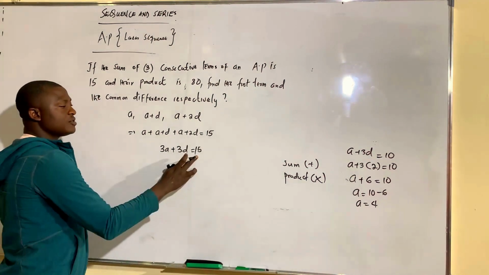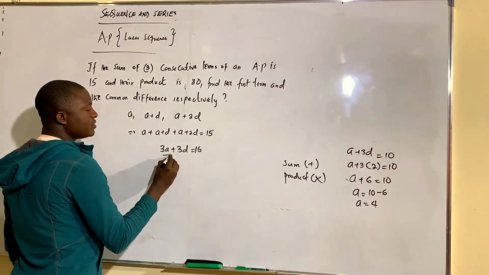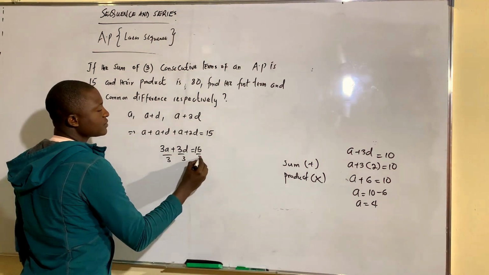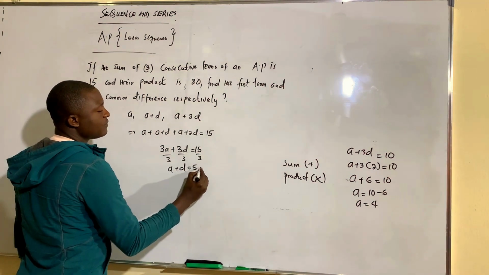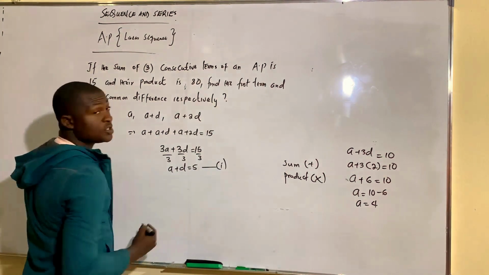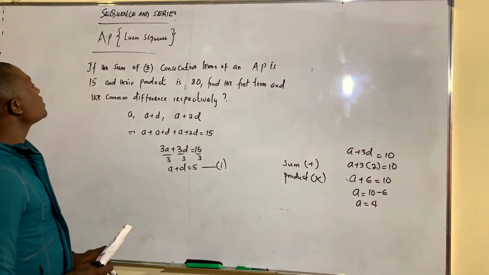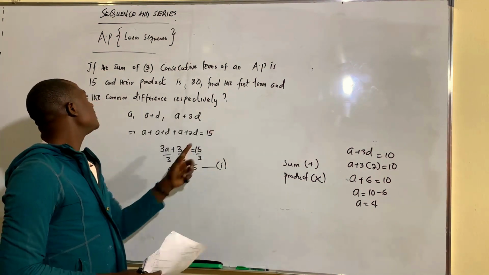So to reduce the terms, something is common there. 3 can go. If I divide all of them by 3, that means I can have A plus D equal to 5. You can call this one equation 1, right? Now, they said their product is 80.